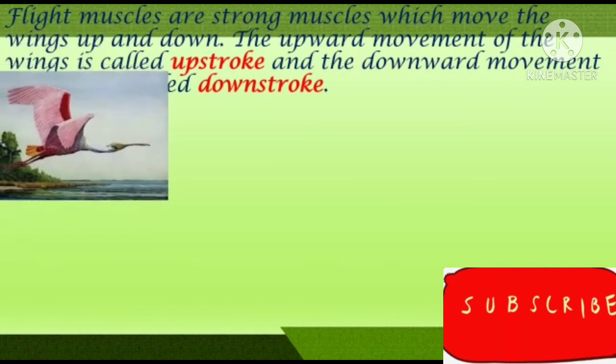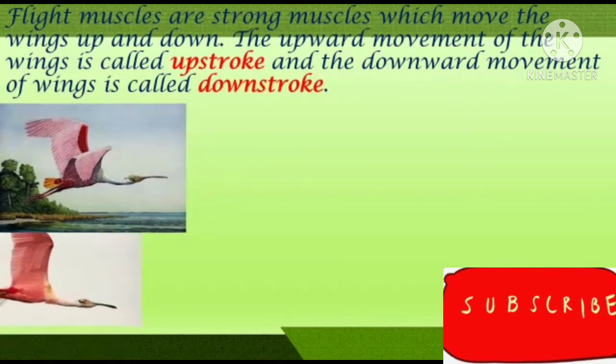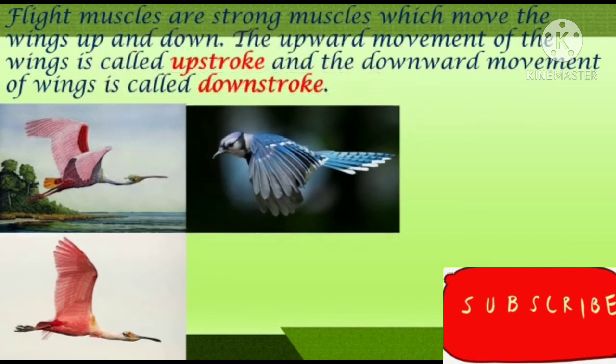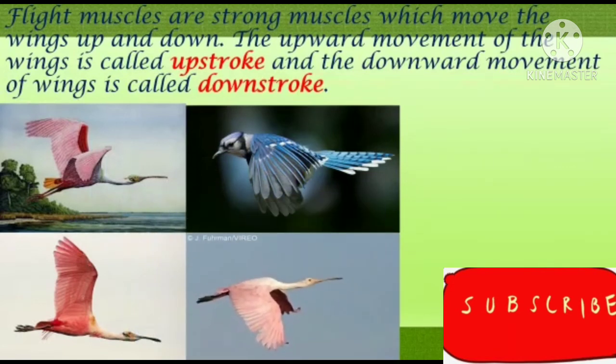The upward movement of the wings is called upstroke. Yes students, this is important. Pay attention. The upward movement of the wings is called upstroke. It means when the birds move their wings upside. Can you see in the image how the birds are moving their wings upside? Yes, that is called upstroke. Then the downward movement of wings is called downstroke. Yes children, when the birds take their wings downside, that is called downstroke.